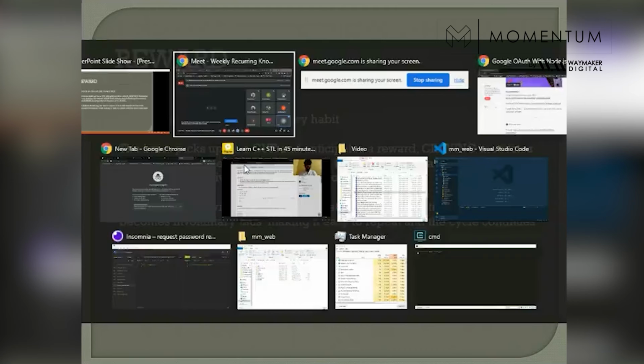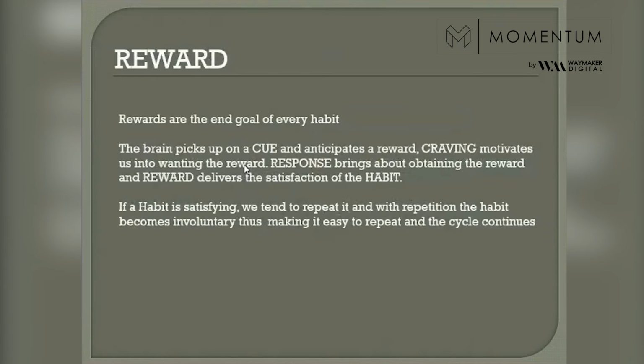And the last stage of the habit building process is reward. Now, rewards are the end goal of every habit. The brain picks up on a cue and anticipates a reward. The craving motivates us into wanting the reward. The response brings about obtaining the reward, and the reward delivers the satisfaction of the habit. And if the habit is satisfying, we tend to repeat it, and with repetition, the habit becomes involuntary, thus making it easy to repeat, and the cycle continues.